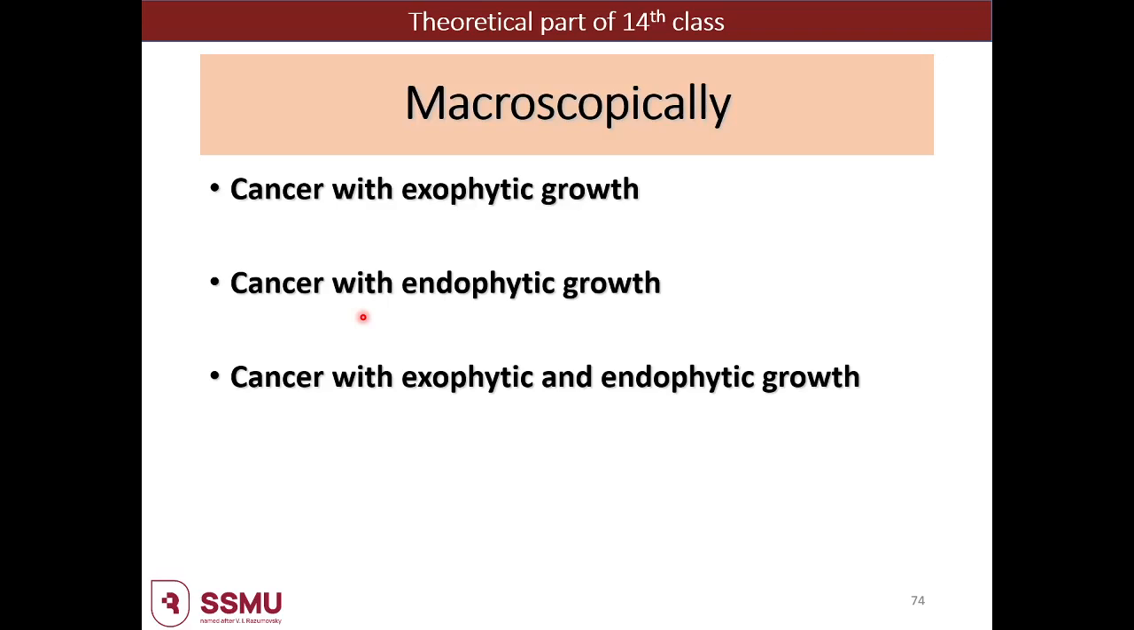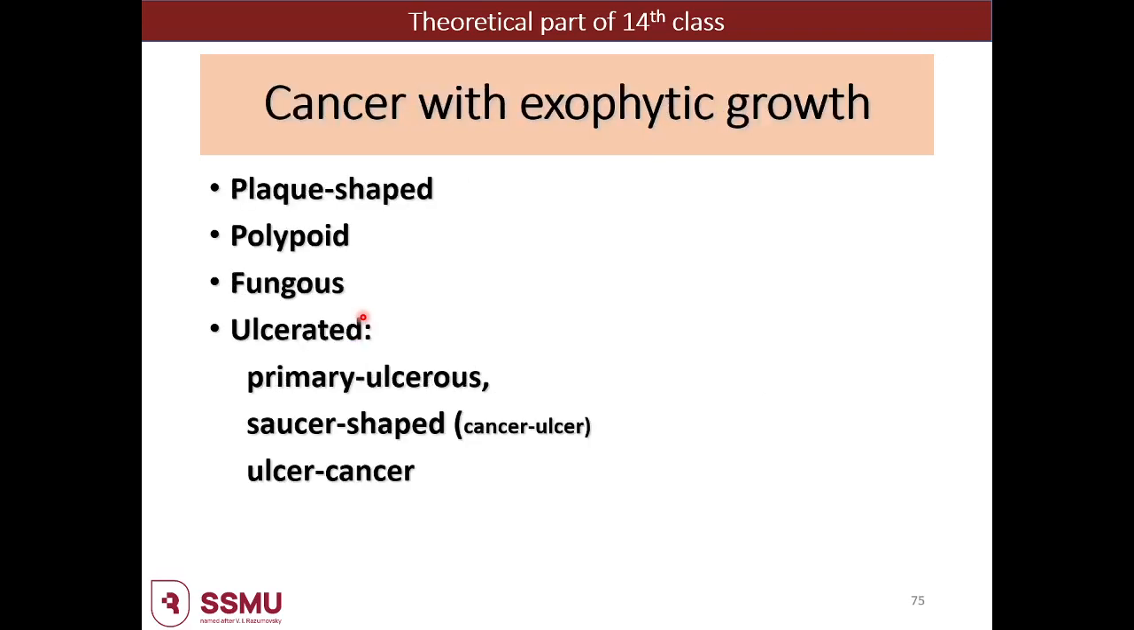Macroscopically, we can see cancer with exophytic growth, endophytic growth, and mixed growth. In exophytic growth, we may see the plaque-shaped type of cancer, which looks like a plaque, some overgrowth on the surface of the stomach. Polypoid looks like a polyp. A polyp is an overgrowth of the stroma of the organ with prismatic epithelium, and in this case we may see a polyp in the stomach. Fungating looks like fungi or mushrooms in the stomach.